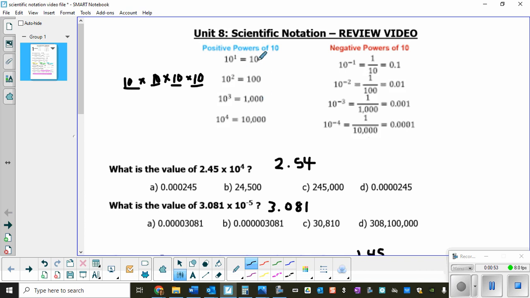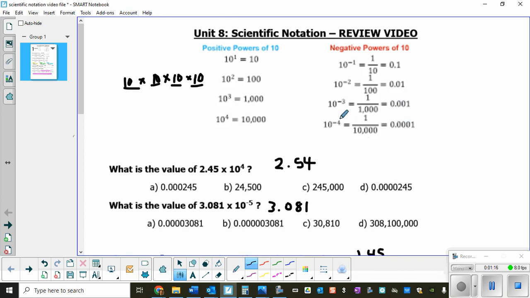So there's a 1, 1 zero, 2 zeros, we see right here, 3 zeros, and we see 4 zeros right here. That shortcut also works with the negatives. So if it's 10 to the negative 1, you'll see that we have a 0 point. If it's 10 to the negative 2, there's 2 of the zeros. 10 to the negative 3, there's 3 of the zeros, and 10 to the negative 4 is right here.